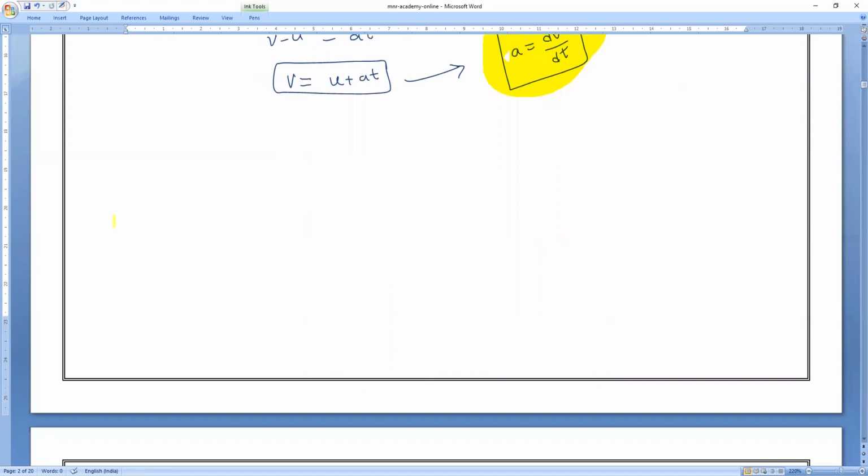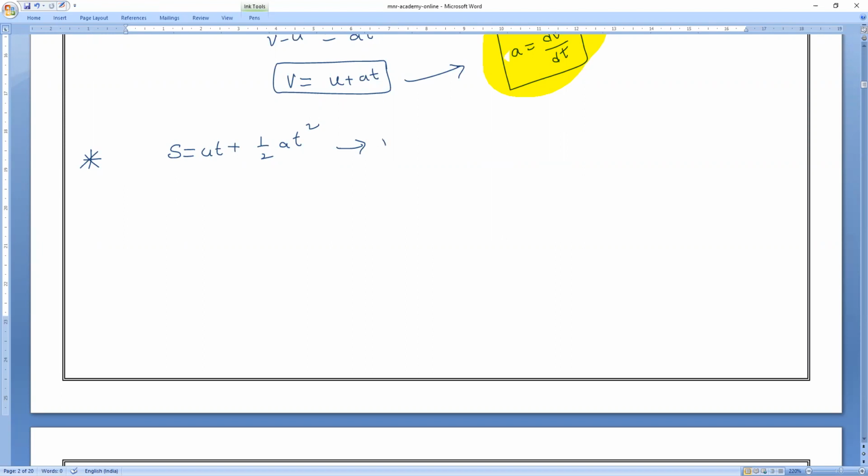Next, second equation. If you want to derive the second equation by using integration, we all know, what is the second equation? s equals ut plus half at squared. Okay, so let us see that. We want distance. So distance will come from where? Differentiation of velocity, integration of velocity, or integration of acceleration? Which one will give you distance or displacement? Velocity.